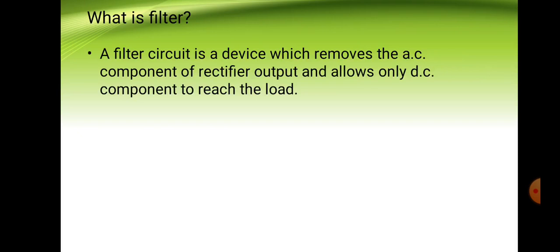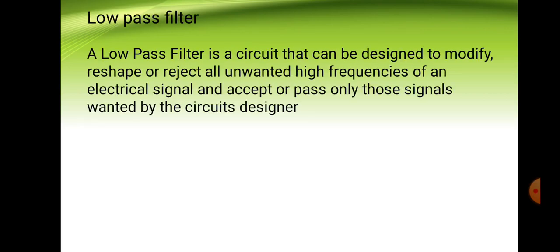What is filter? A filter is a circuit or device which removes the AC component of rectifier output and allows only DC component to reach the load. Low pass filter: a low pass filter is a circuit that can be designed to modify, reshape, or reject all unwanted high frequency of an electrical signal and accept or pass only those signals wanted by the circuit designers.